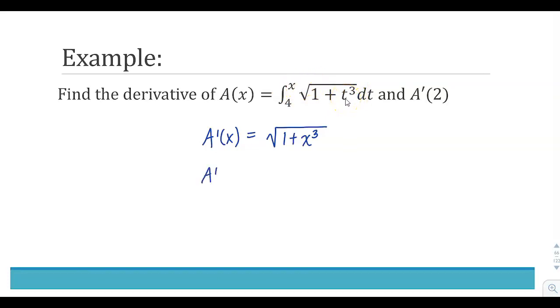And now A prime of 2, we have to take the derivative before we can plug in the number, so we're just going to substitute in 2. We get 1 plus 2 cubed, so the square root of 9, which is 3.